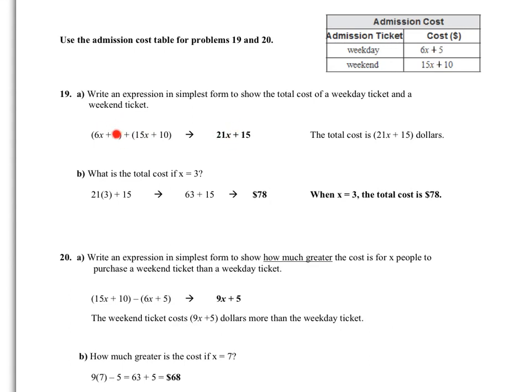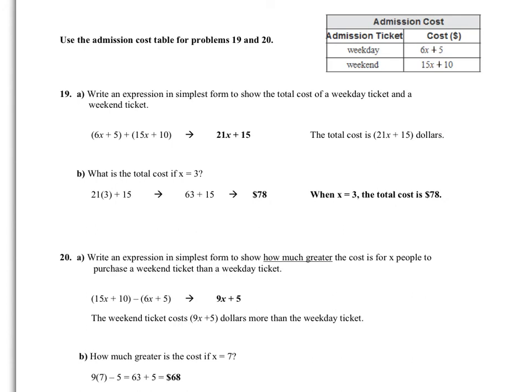Then we take our constant of 5 plus 10. 5 plus 10 equals 15. So our final answer is 21x plus 15, or the total cost is 21x plus $15. Because it's a word problem, you'd write that out.